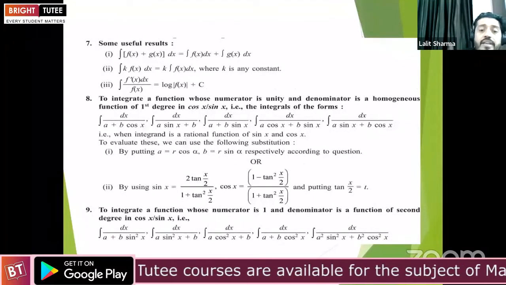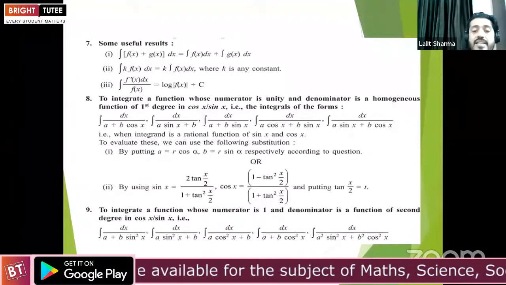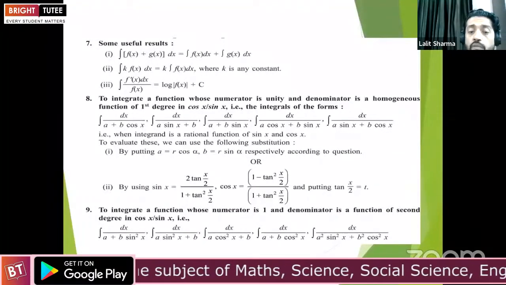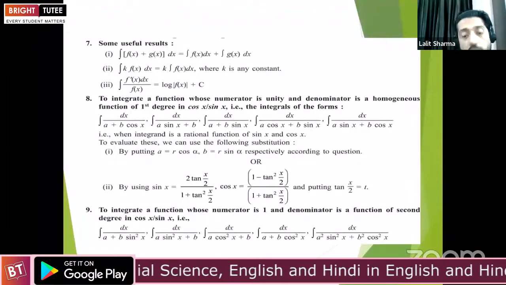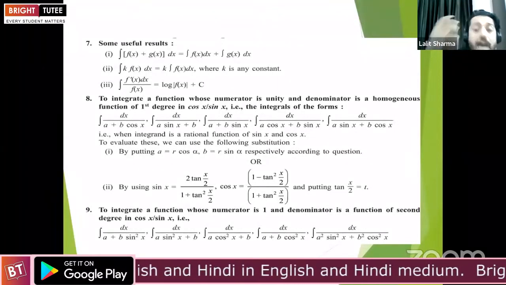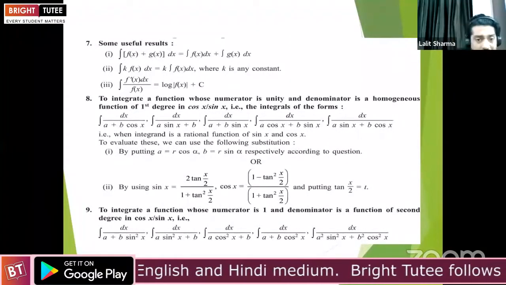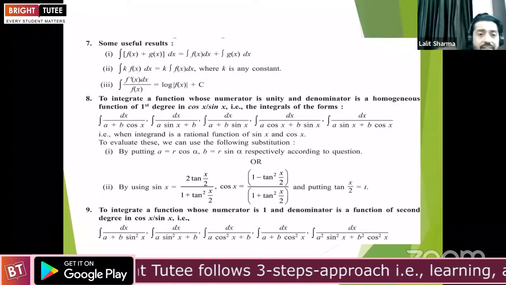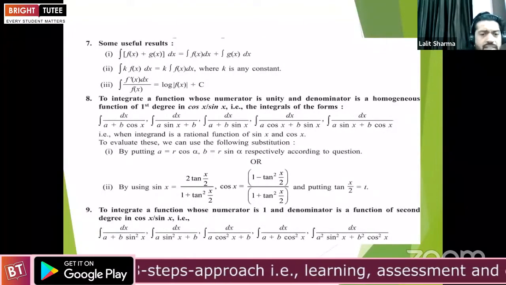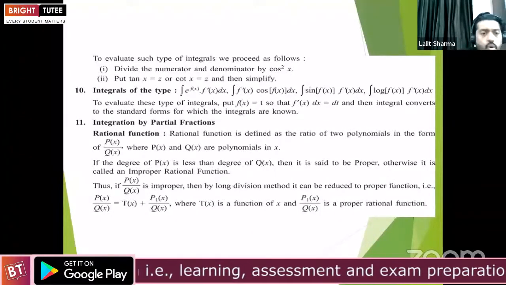Okay, where we use formulas such as sin x as 2 tan x by 2 upon 1 plus tan square x by 2, or cos x as 1 minus tan square x by 2 upon 1 plus tan square x by 2, and what you have to put is also given. Everything you will have in brief. Okay, then integrals of the type e^x (f(x) + f'(x)) and all these things. Then e^x f'(x), how to deal with these.